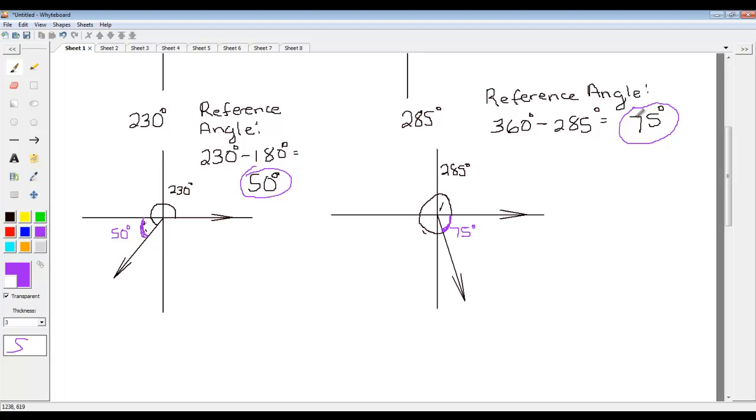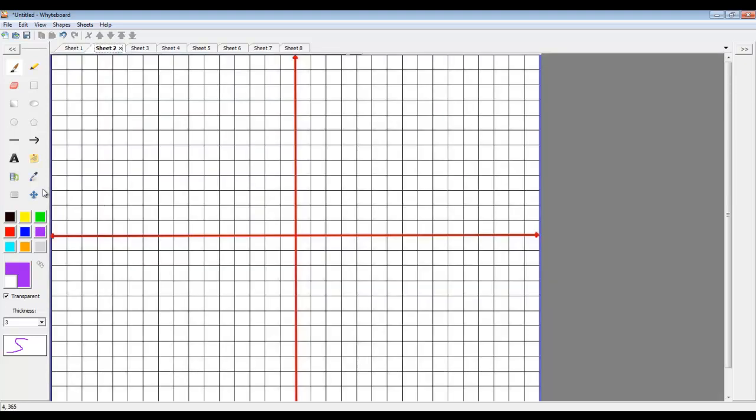So let's see how this applies when we're finding some trig values. Let's say we've got a certain angle and they say, well, let's find the trig values for that angle. Alright, let's say they tell us that we have an angle of 225 degrees.